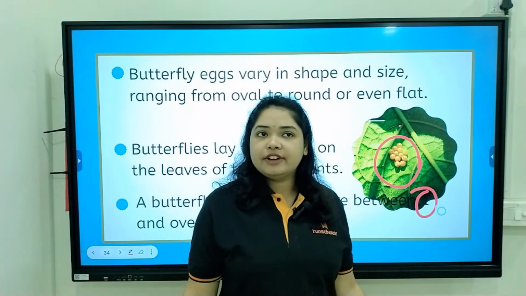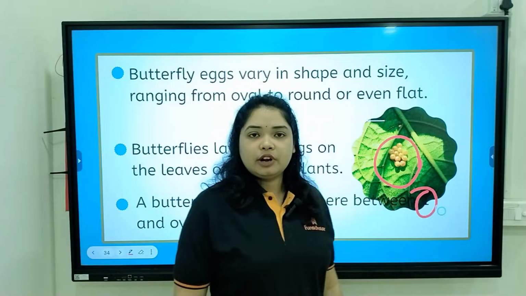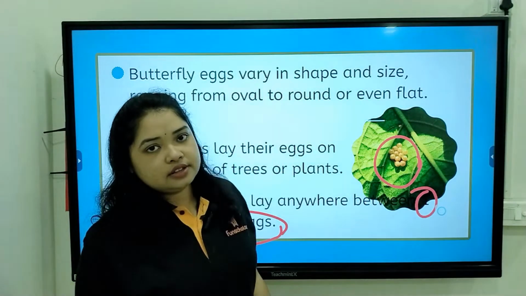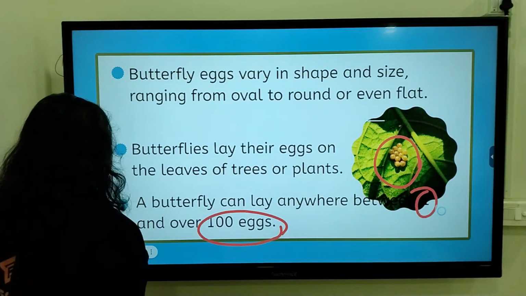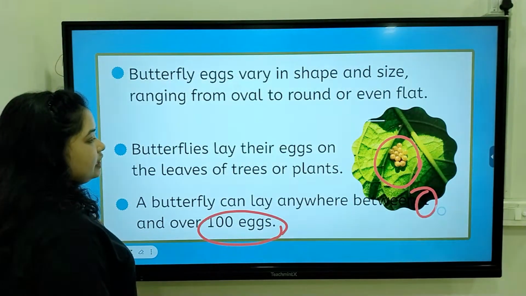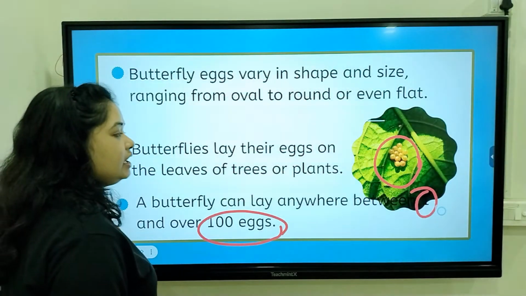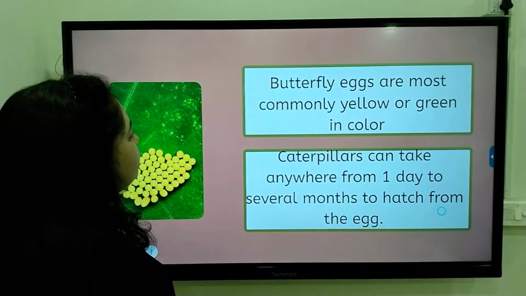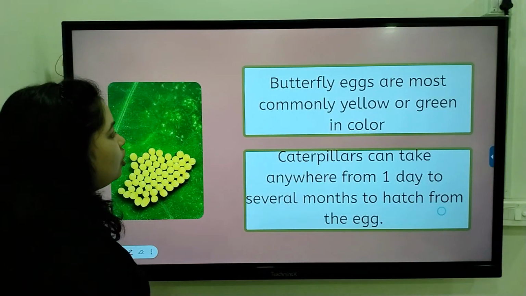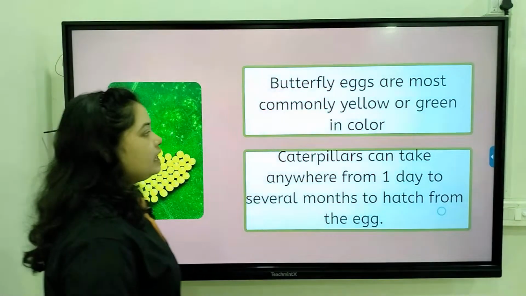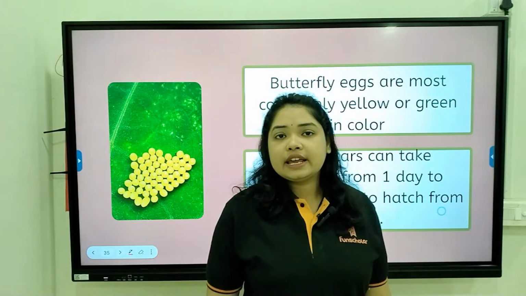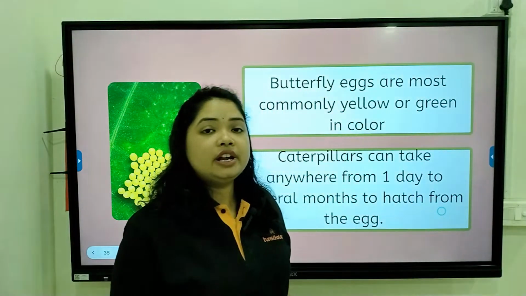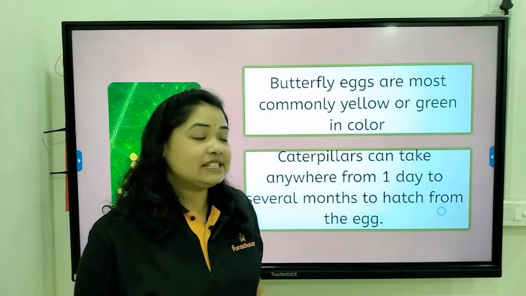So everything will vary according to the species of the butterfly: the size, the color, the number, the shape. But they usually lay their eggs on the leaves for feeding their young ones and for protection. Now, butterfly eggs are most commonly yellow or green in color. When they are yellow or green, they can easily camouflage in the color of the leaves so that predators cannot find those eggs easily.